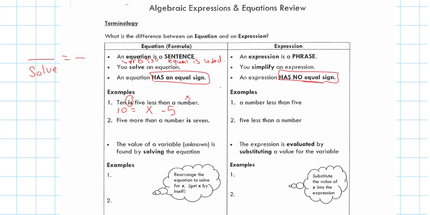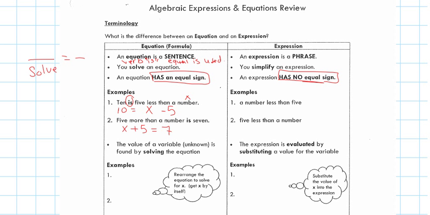The second one is "5 more than a number is 7." 5 plus x equals 7. Do you guys agree with that? Can I write it as x plus 5 equals 7? Is 5 plus x or x plus 5 the same thing? Yes, they are, because you're adding. If you add 5 plus 10 or 10 plus 5, they're the same thing. So in this case, I can write it as x plus 5 equals 7, or as 5 plus x equals 7.